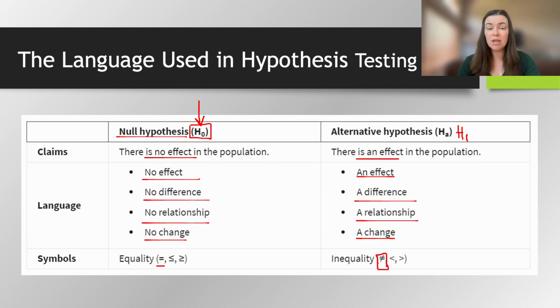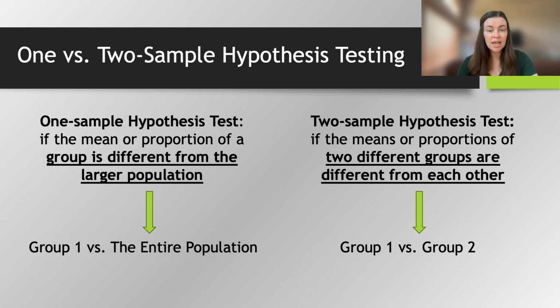There will be some examples, though, where we're not just looking to see if there's a difference or not, but if there's a difference in a certain direction. So is it less than or greater than? And so that'll depend on the context of the problem, and we'll discuss that when we go through some examples. But just keep in mind that these are the options for the symbols when we write out our null and alternative hypotheses.